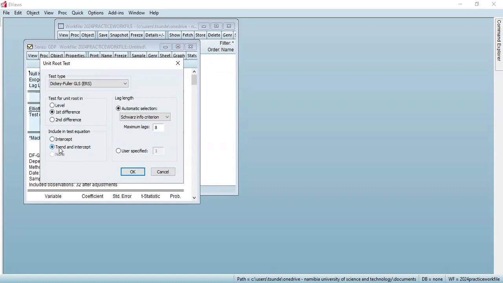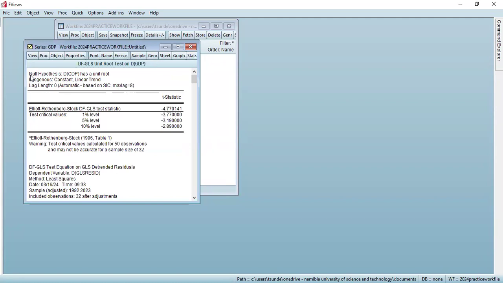Then click OK. Now look at the first part, once again, the null hypothesis is the first difference of GDP is a unit root, meaning it's non-stationary. I hope I have been explaining correctly, because nobody corrected me. The meaning of that hypothesis is that the first difference of GDP has a unit root, meaning that it's non-stationary. And the alternative hypothesis is that the first difference of GDP is stationary, right?